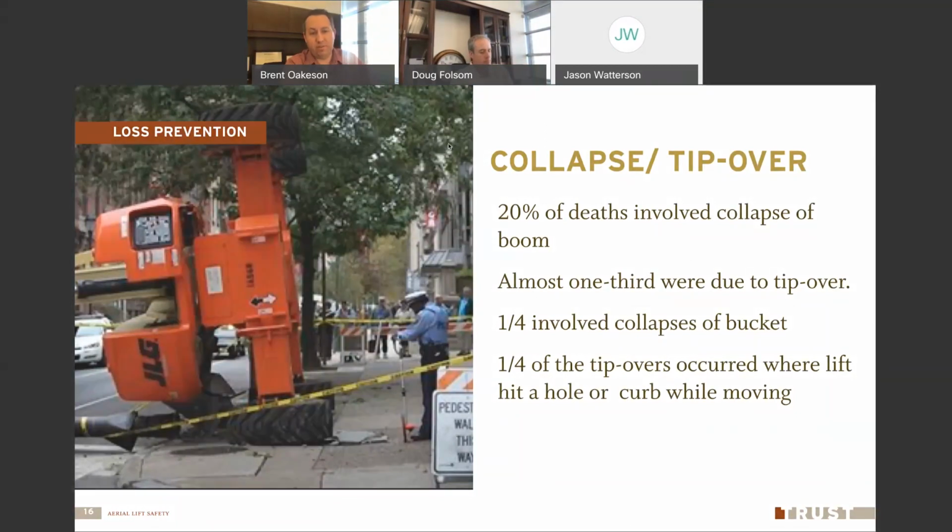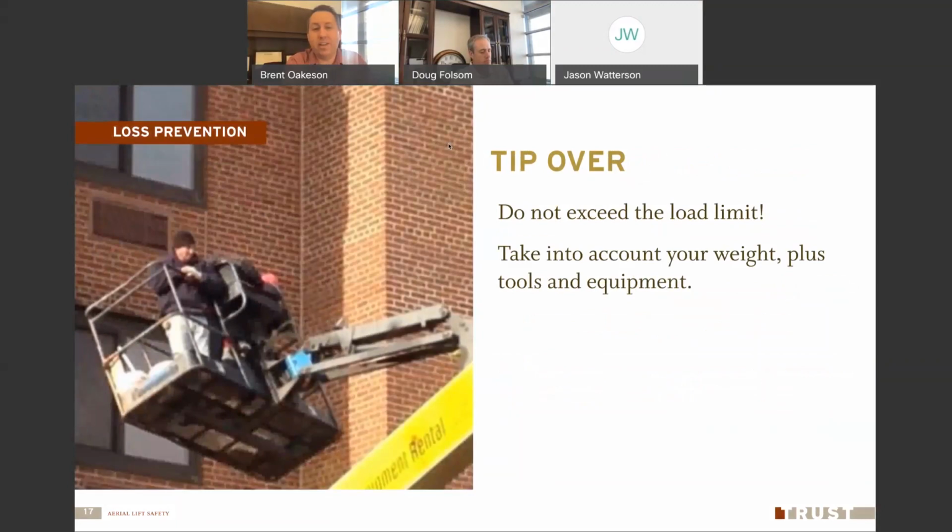So you don't want to find yourself in a bad situation like these guys, hanging on for dear life, high up in the air, and so we want to learn to prevent these tip overs. One of the key things is you want to make sure that you don't exceed the load limit. You want to know your equipment, know what the load maximum is, and don't exceed it. Don't carry heavy materials or put too many people in there. Make sure you know the limits. You have to take into account your weight, the weight of all the people in there, plus all the tools and equipment you might have in there that might possibly overload it.